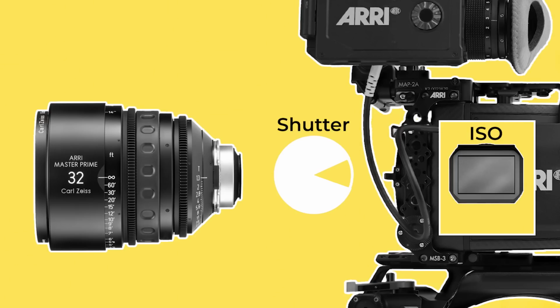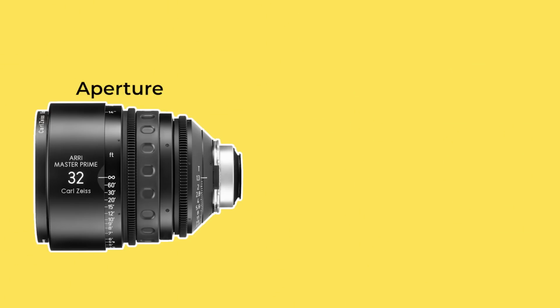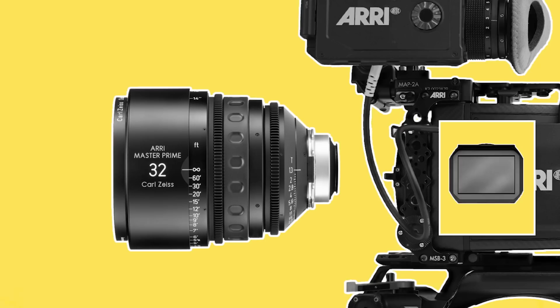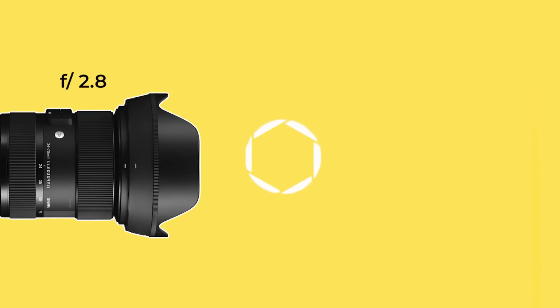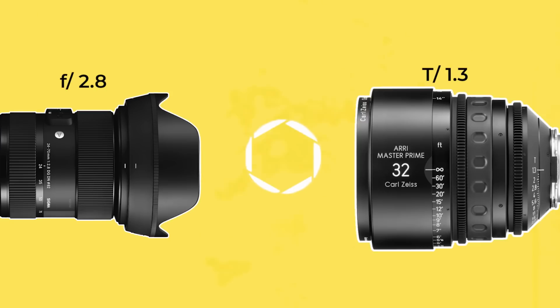Moving even further away from the sensor, we get to our final important camera setting that controls exposure, aperture. This is the size of the opening at the front of the lens through which light passes to get to the sensor. The size of the hole is controlled by iris blades narrowing or opening and is measured either in f-stops for photography lenses or t-stops for cinema lenses.